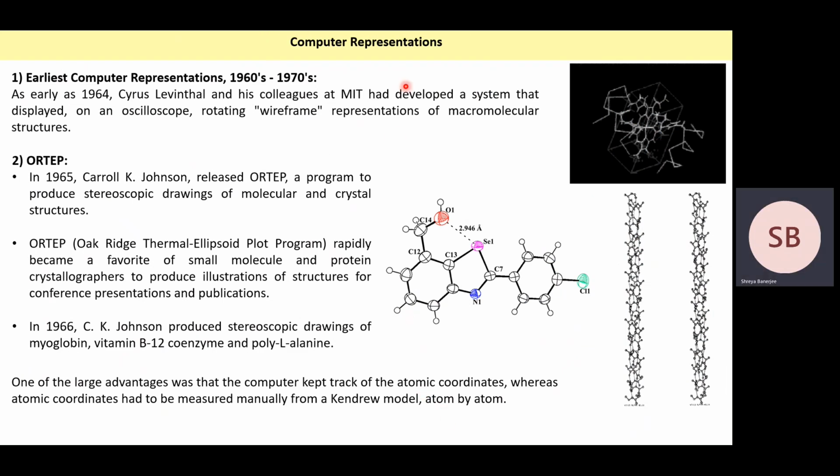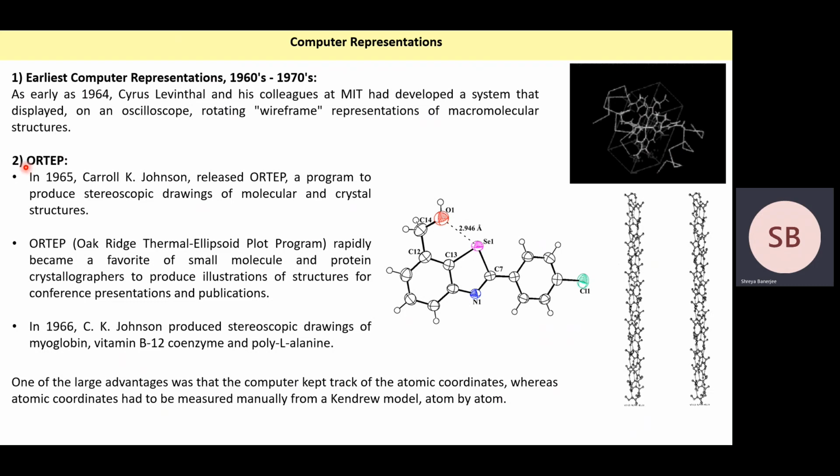Next came the generation of computer representations. The earliest computer representation was in 1964, when Cyrus Levinthal and his colleagues at MIT developed a system that displayed on an oscilloscope rotating wire frame representations of macromolecular structures. So this was the initial computer representation, where the entire macromolecule was represented by a thin wire diagram, and it could be rotated in different directions.